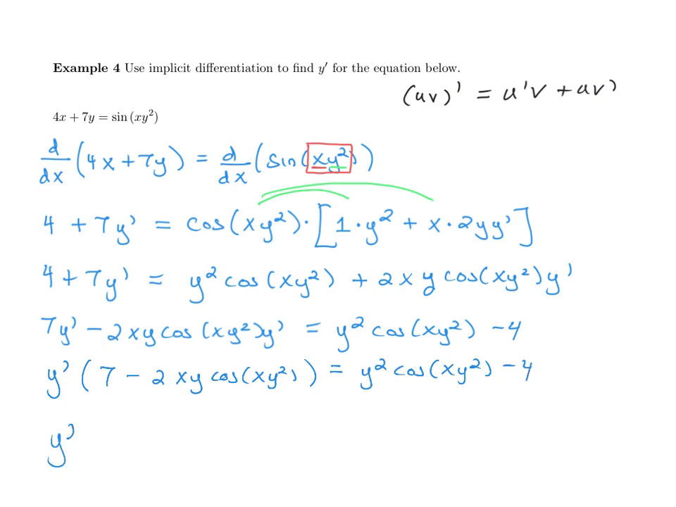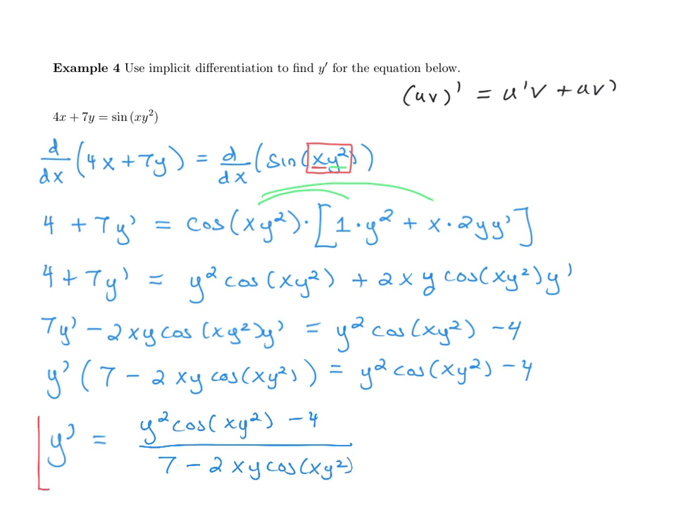I can divide both sides by this whole thing. It'll be in a denominator here. This is my final answer. Y squared cosine xy squared minus 4 all over 7 minus 2xy cosine xy squared. And this is it for this example.